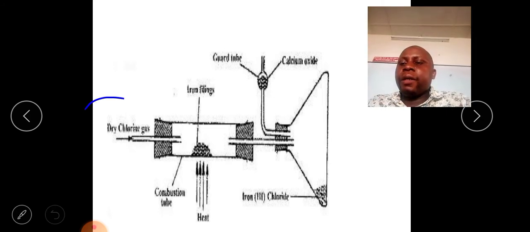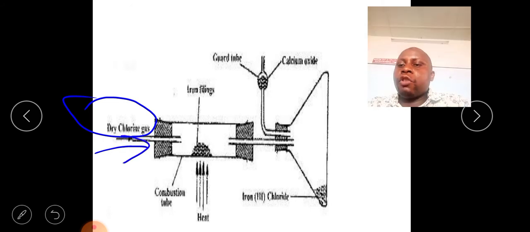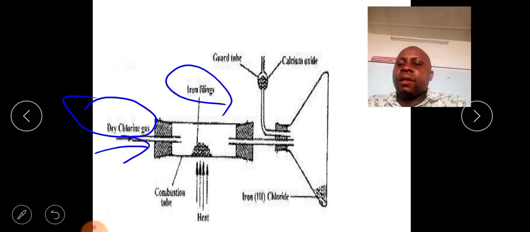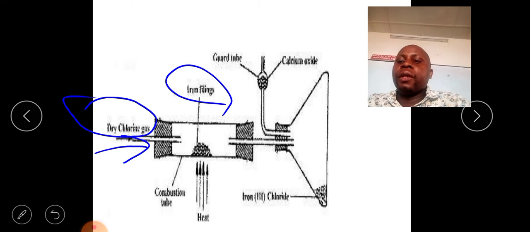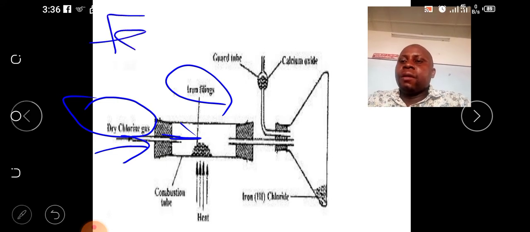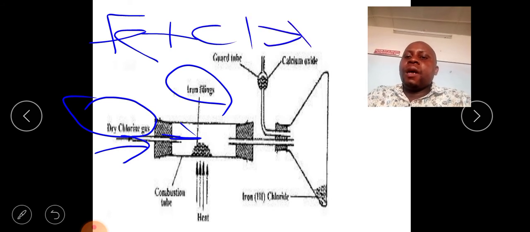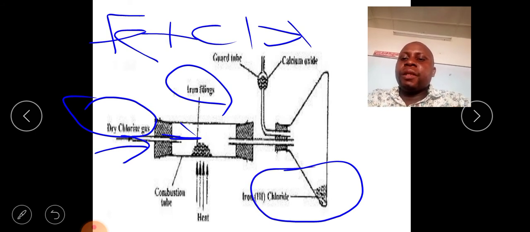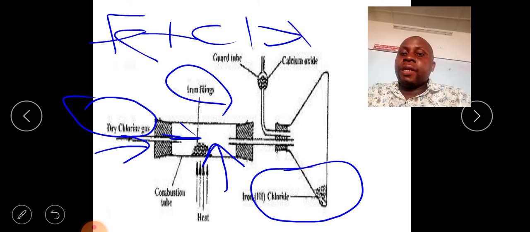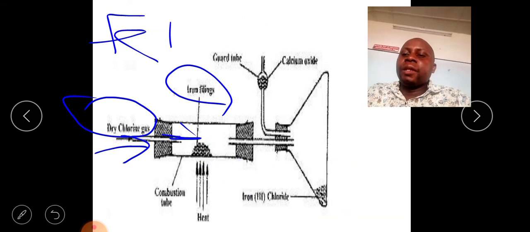When you have dry chlorine passing through the combustion tube where you have iron filings, these iron filings glow as chlorine passes through. This is because the iron reacts with chlorine and it forms iron 3 chloride. The iron 3 chloride formed in this combustion tube will sublime on heating. We learned in Form 1 that iron 3 chloride is one of the substances that sublime on heating.